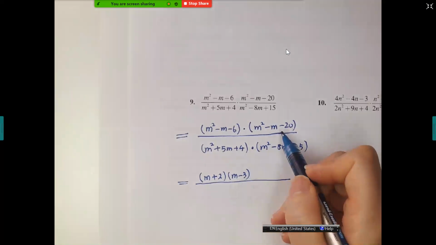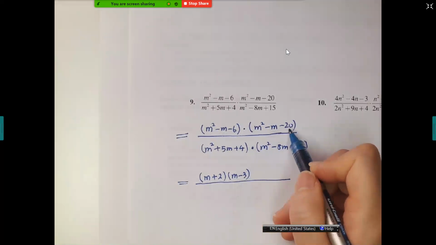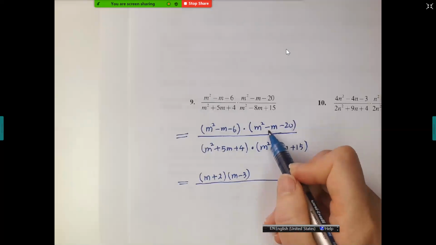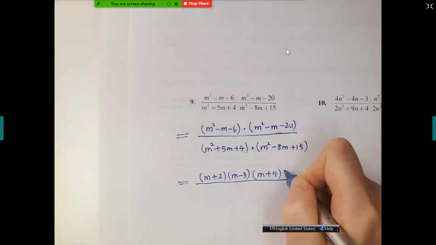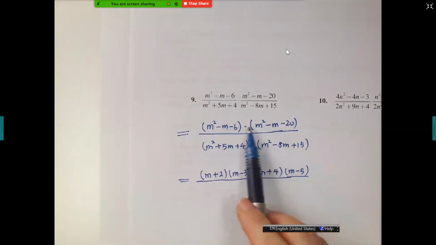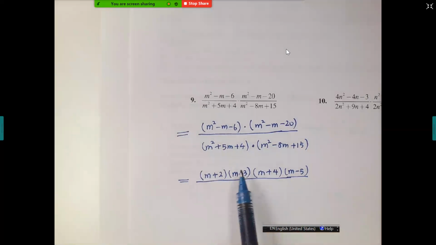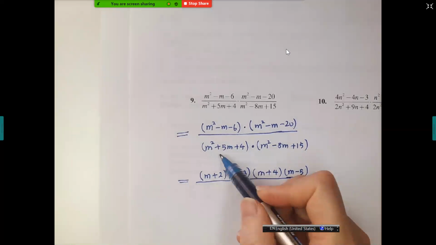Second polynomial. Still, leading coefficient is 1. So two numbers. Product is -20, sum is -1. 4 times 5 is 20. And if I have -5 and +4, their sum will be -1. So then (m plus 4)(m minus 5). So I factored each one of them. So keep writing them, they're all multiplying together. Move on to the denominator.